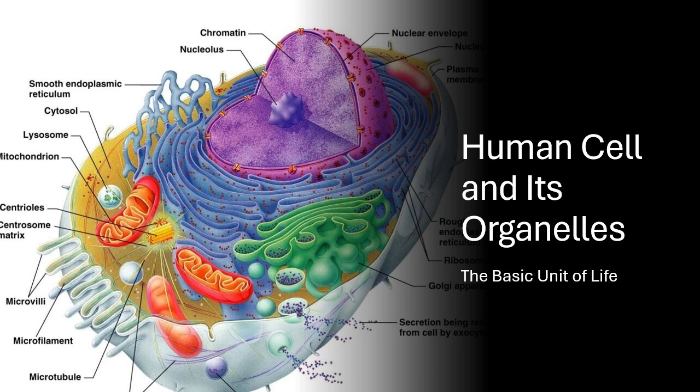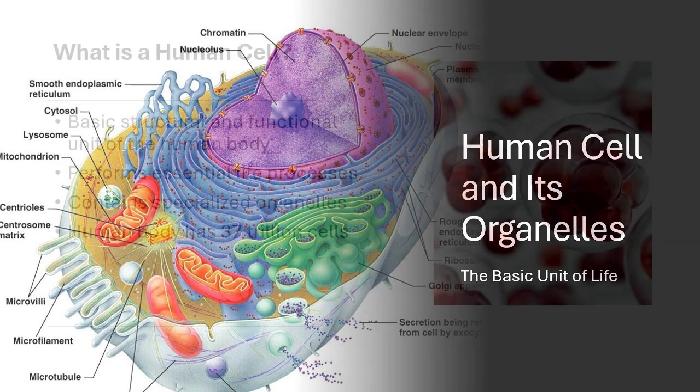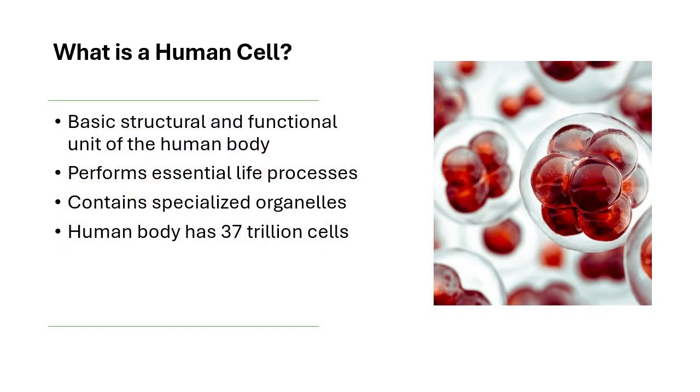Today I will explain the human cell, its structure, and the functions of each organelle. Human cells are the basic building blocks of our body and perform essential life processes. What is a human cell? A human cell is the smallest living unit in our body. Every function, like energy production, growth, and repair, happens inside cells.